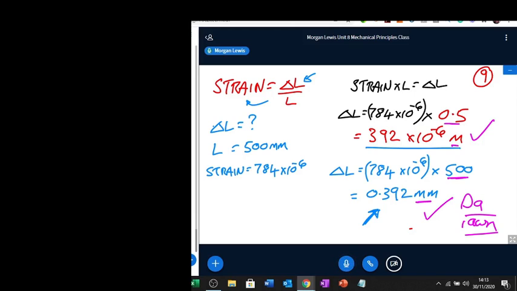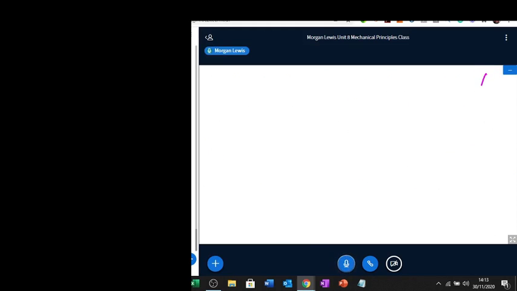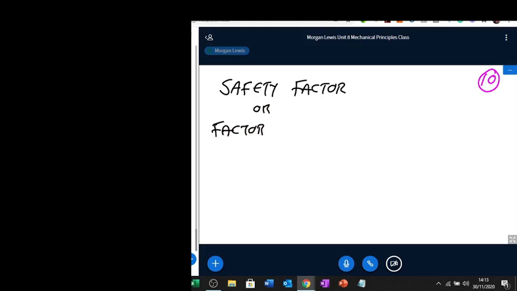Now then, I'll just show you this. If I write these words down, safety factor. What do you think safety factor means? Or factor of safety? What does it mean?